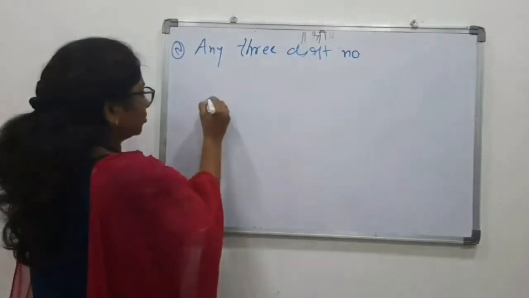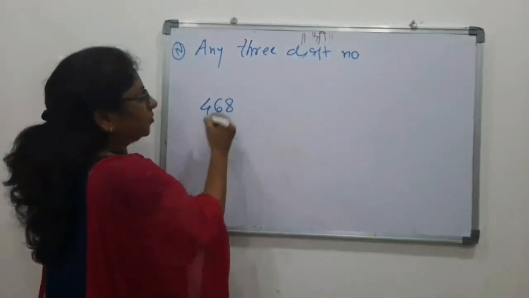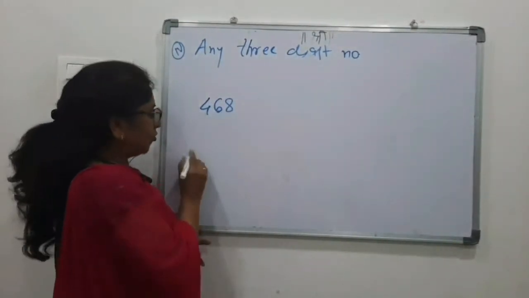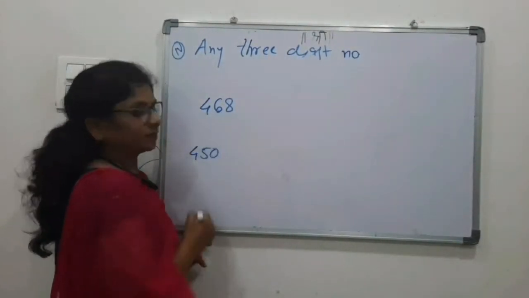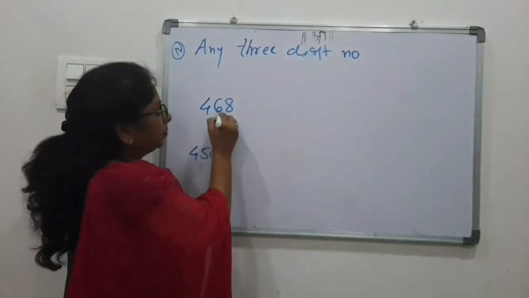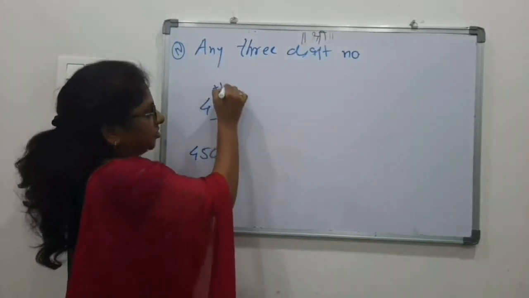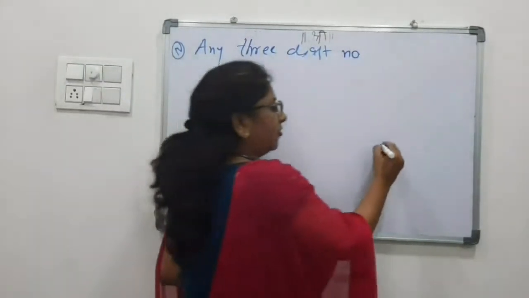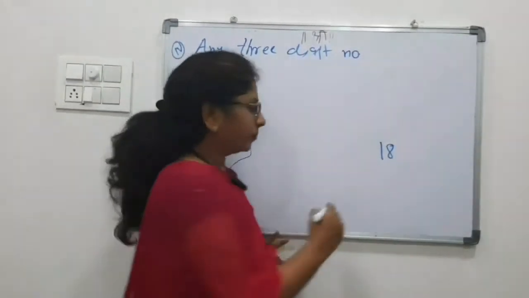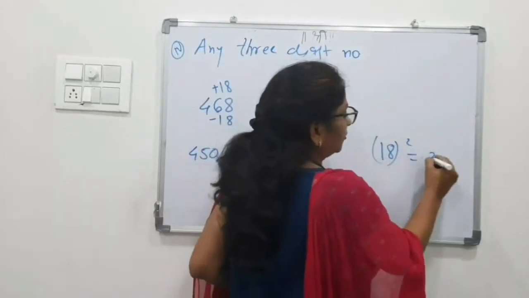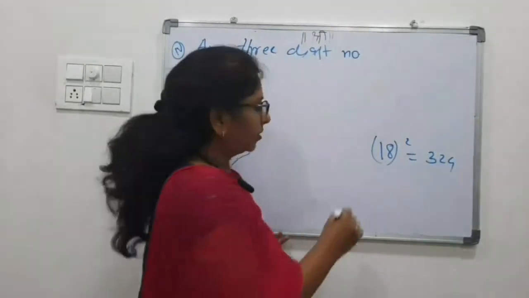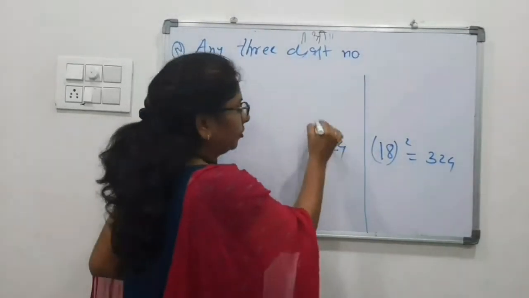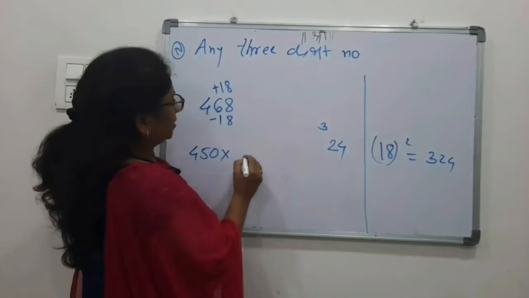Okay, suppose we want to find the square of 468. So which multiple of 50 is nearer to this? 450. Okay, so minus 18, plus 18. Okay, so what is the square of 18? You should know this. Okay, 324. Okay, so last two digits we will take. 3 we will keep for carry. Then by adding, what do we get?